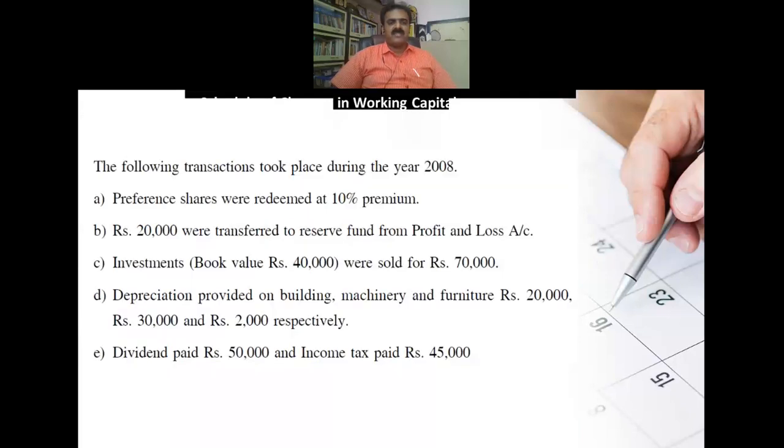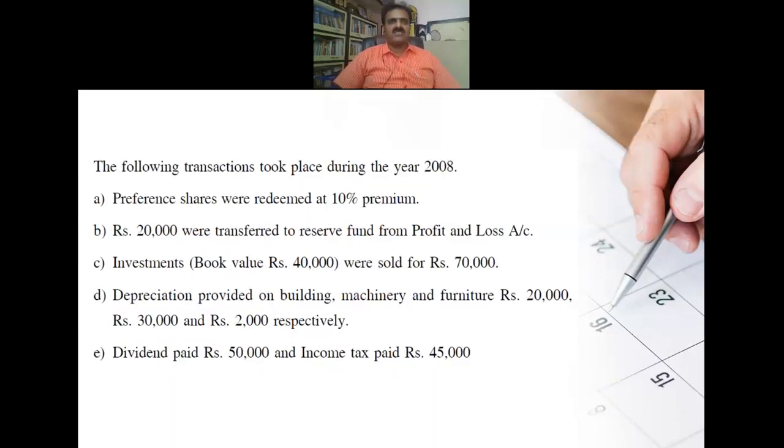The second step is called preparation of necessary ledger accounts. Normally, the ledger accounts will be prepared for this kind of adjustment. Wherever adjustments are given, if it is relevant and needed, you are required to prepare the necessary ledger account. The very first one is that preference shares were redeemed at 10% premium. You need to prepare the preference share capital account, calculate the premium, 10% on redemption, and go ahead.